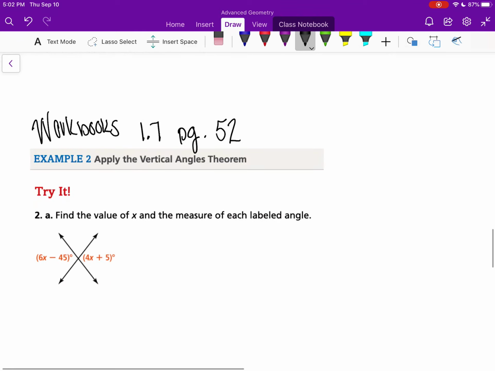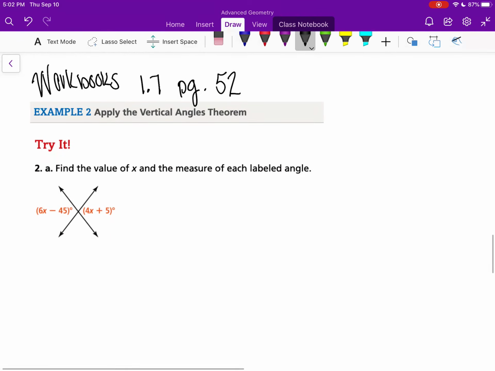Okay, now I need you guys to get out your workbook and we're going to apply those theorems, and this is what I wanted to spend our time on. If you open up your workbook to page 52, we're going to look at example 2 to start. I know we're skipping some things, but I'm trying to do this in an order that actually will make sense rather than the order this book goes in sometimes.